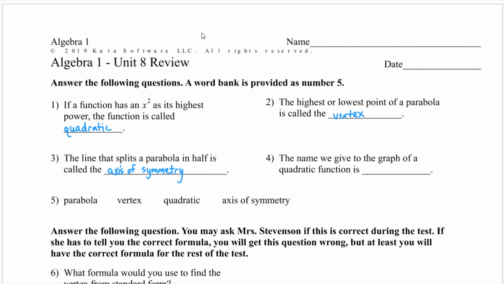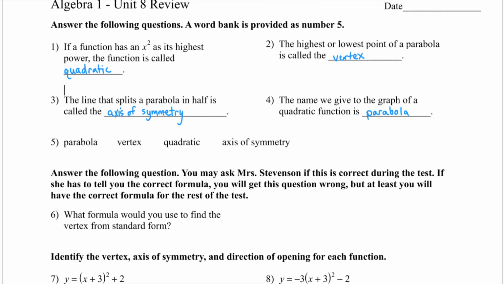Number 4, the name we give to the graph of a quadratic function is parabola, and you should have been able to figure that out, if nothing else, from the fact that I used parabola in these two other questions. So it doesn't hurt to try to use the test to help you take the test. And then number 5 here on mine was just the answer bank or word bank for the first 4.